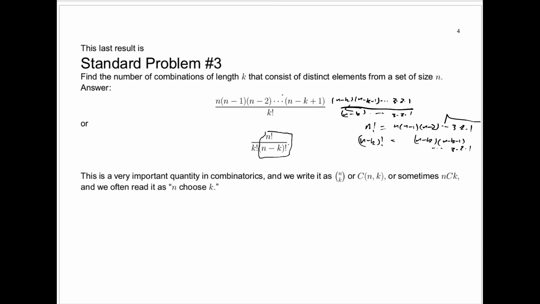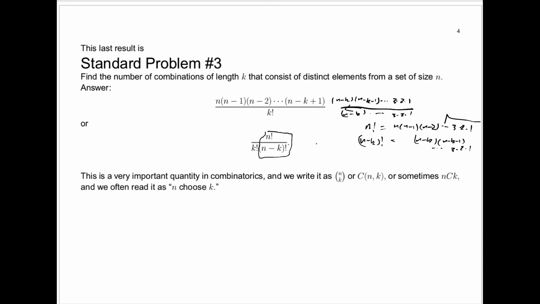In other words, think of this divided by itself. The numerator would be n factorial now, and in the denominator we have k factorial times n minus k factorial. So this is a simple form involving factorials to represent the number of combinations of length k with distinct elements from a set of size n.